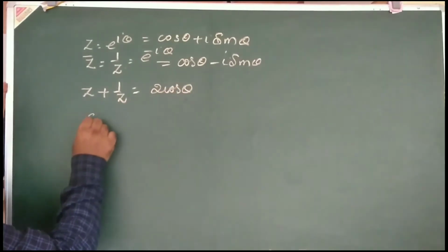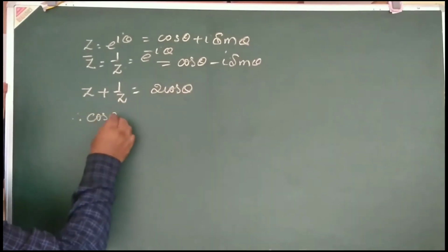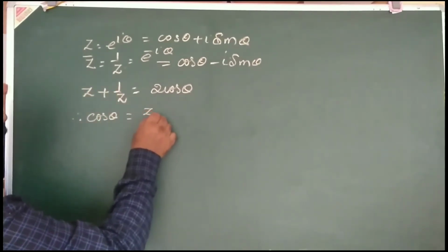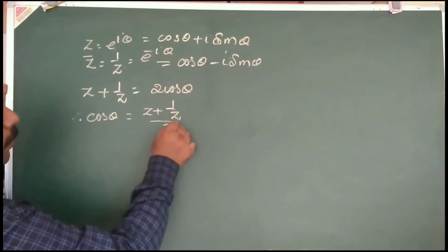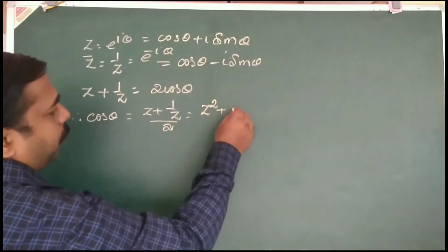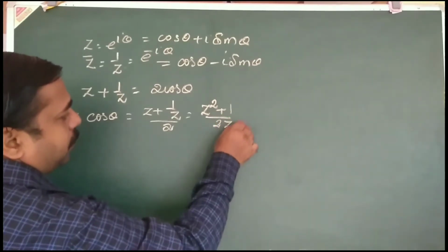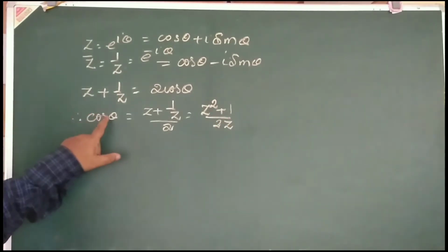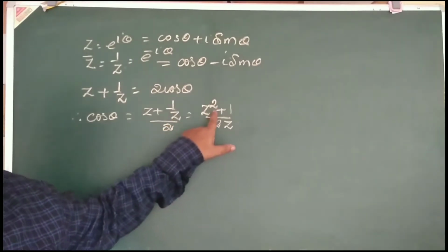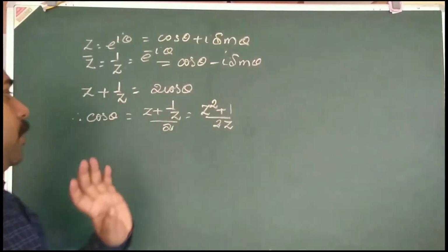Therefore cos theta is equal to z plus 1 by z divided by 2. You take LCM, that is equal to z square plus 1 divided by 2z. So cos theta is equal to z plus 1 by z divided by 2, that is equal to z square plus 1 divided by 2z.